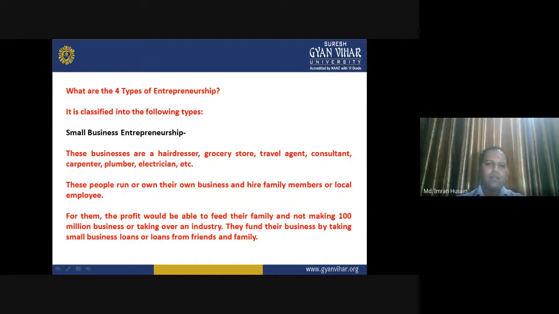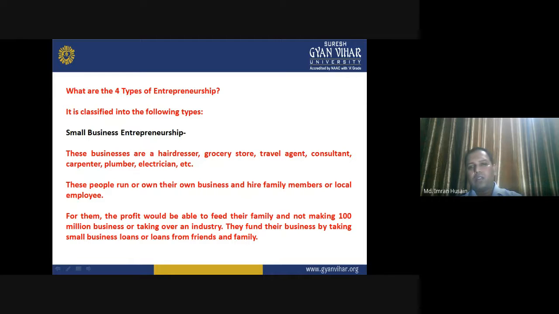What are the four types of entrepreneurship? It is classified into the following types: small business entrepreneurship. Okay, when the business is very small in size. These businesses are a hairdresser, grocery store, travel agent, consultant, carpenter, plumber, electrician, etc. So these businesses are known as small businesses. These people run their own business and hire family members or local employees. So in order to run their business or to hire support staff, they just recruit a local individual or a family member. For them, the profit would be enough to feed their family, not to make a 100 million business or take over an industry.